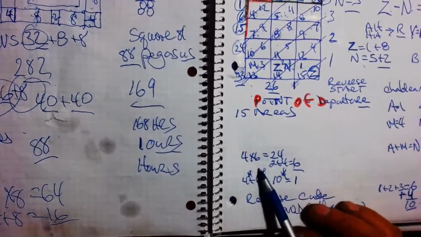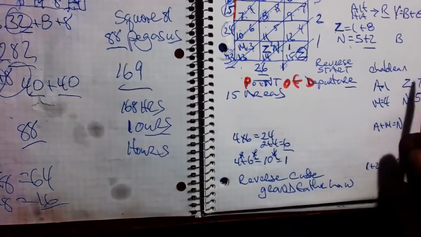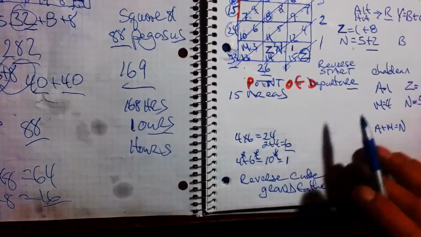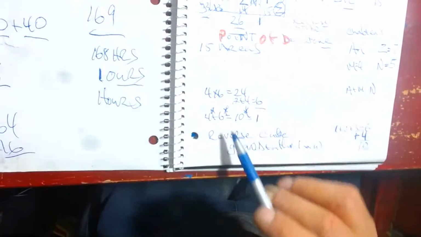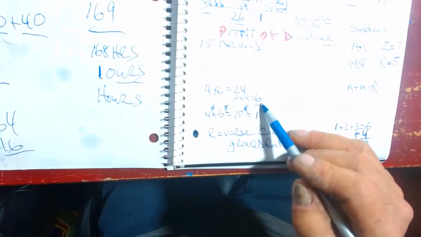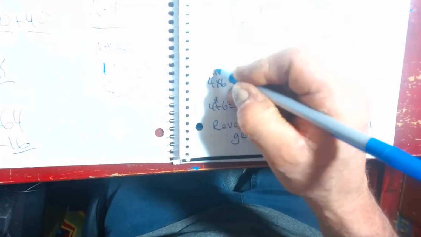Why do I have this over here? 4 times 6 equals 24. 2 plus 4 equals 6. Oh, this was just talking about, I think I did this already before. I think we did this at the beginning. 4 times 6 equals 24. 2 plus 4 equals 6. 4 plus 6 equals 10. 1 plus 0 equals 1. So although 4 plus 6 equals 10, 10 plus 24 equals 34, which is DC.